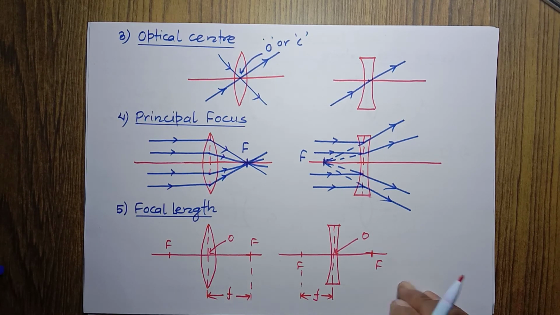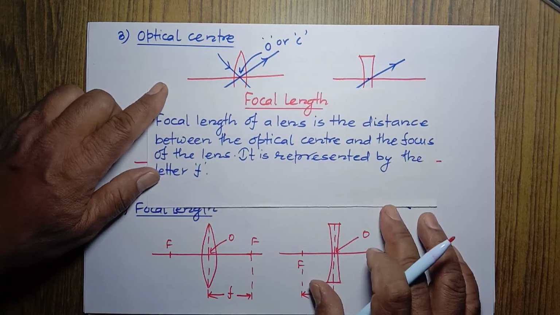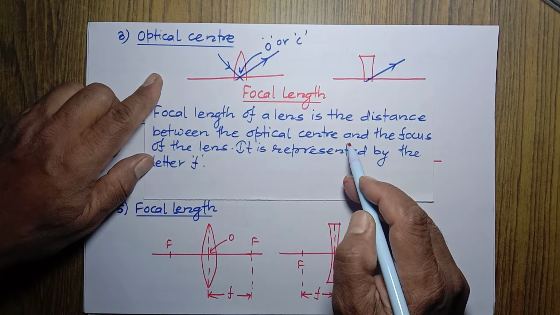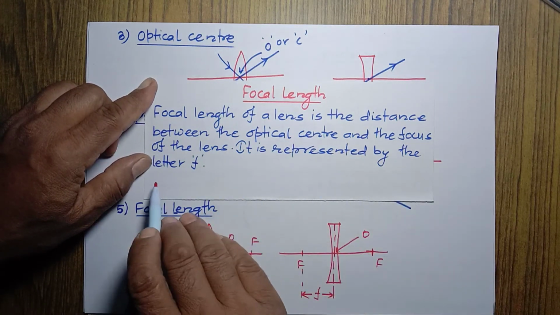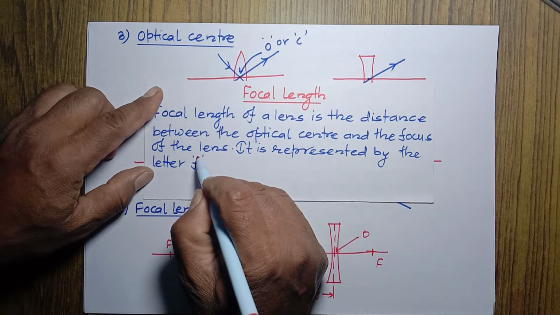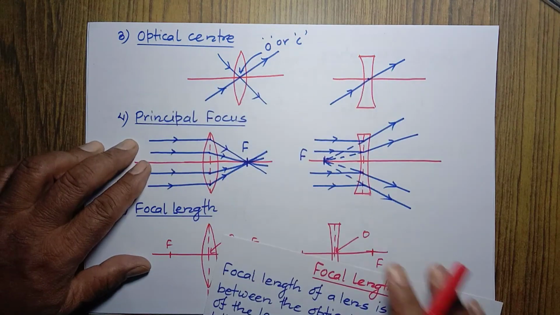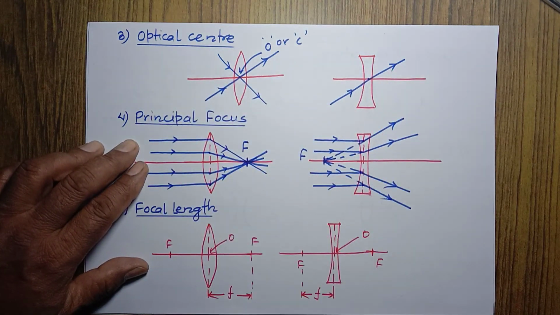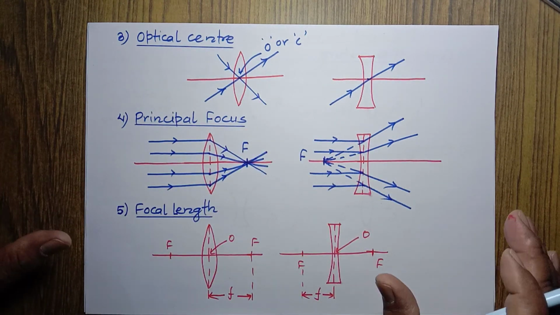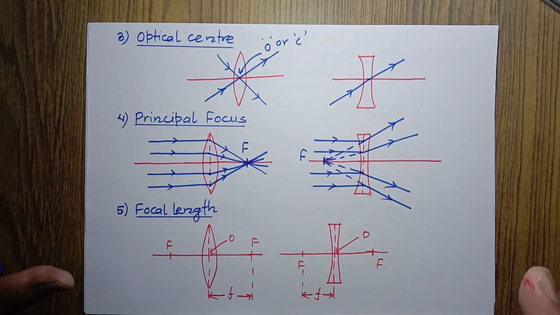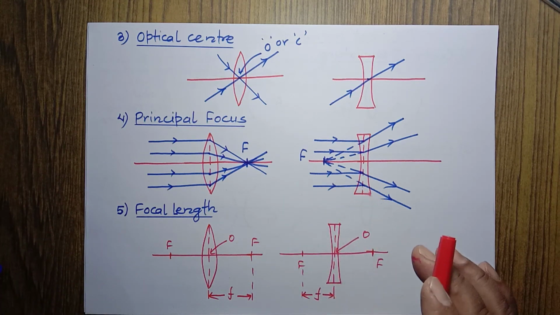Look at this. Now, how can we define focal length? Focal length of a lens is the distance between the optical center and the focus of the lens. It is represented by the letter f, small f. We have to be very careful about this. Focal length is small f, but principal focus is capital F. This way we can define and understand all these five terms related to lens with the help of a diagram also. This much for today.